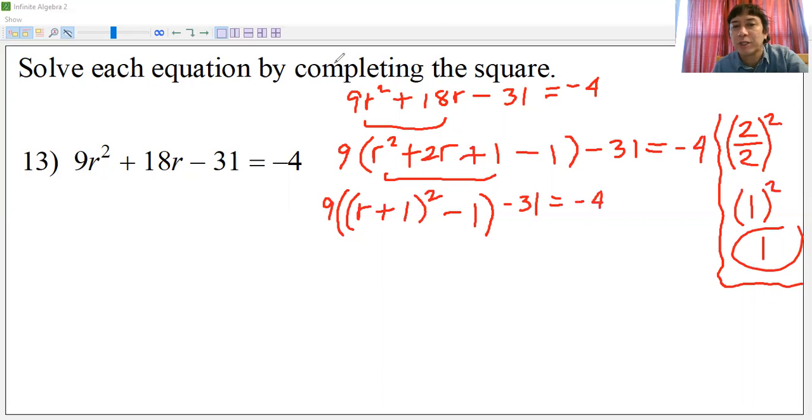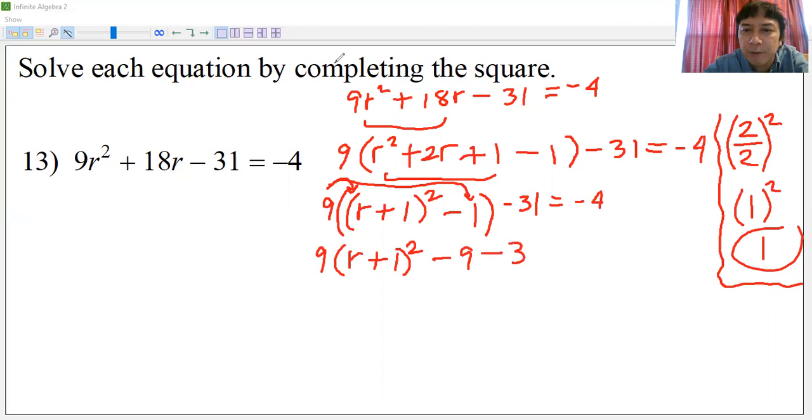All right, now we will distribute back the 9. This will be multiplied by the r plus 1 squared and also be multiplied by the negative 1. And so the next line will be 9 times r plus 1 squared. The 9 and the negative 1 gives a negative 9 there. And then followed by the minus 31 equals negative 4 there. I hope you were able to see that.